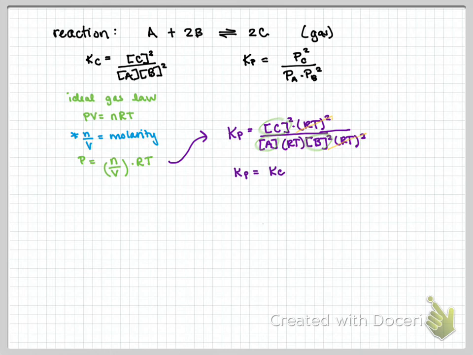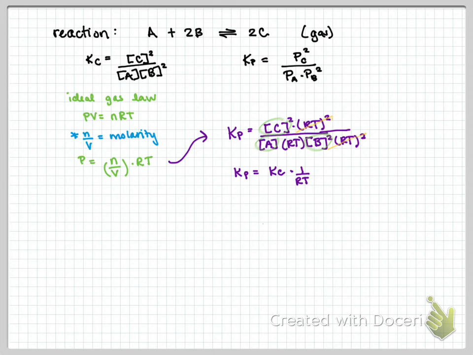Note also that concentration of C squared divided by concentration of A times concentration of B squared is simply K sub C, or the equilibrium constant in terms of concentration. And then what we're left with is 1 over RT. So we have Kc divided by RT equals Kp for this particular reaction.